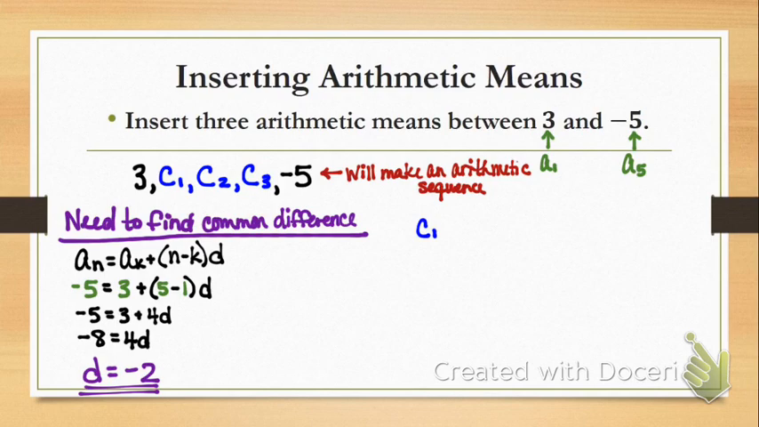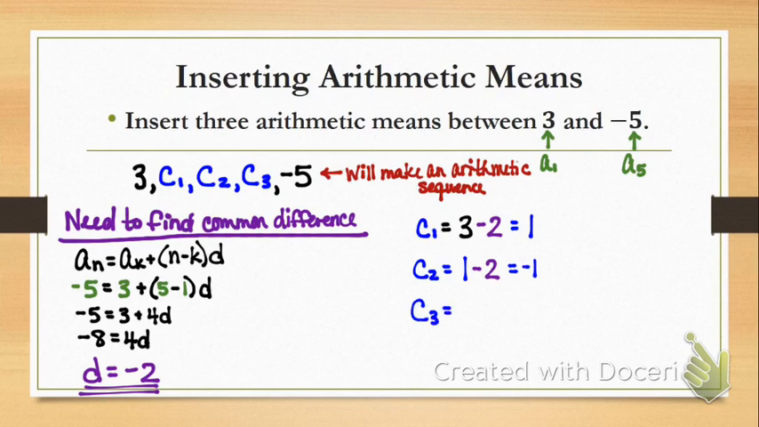So C1, the first number that we're looking for, I would take the first term in the sequence, 3, and I'm going to subtract 2 from it. What is that first number that we're looking for then? 1. To find the second number that we're looking for, I'm going to take the one that came right before it, and then we're going to subtract 2 from that. So what is our second number that we're trying to find? Negative 1.